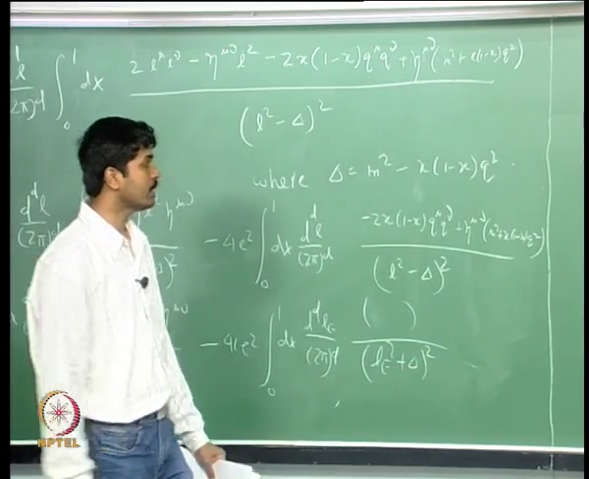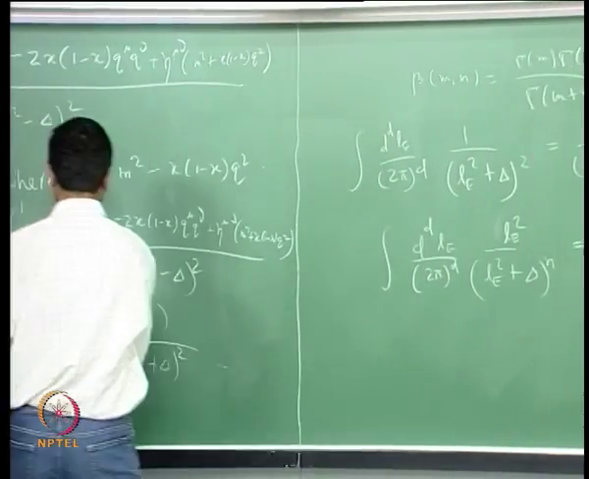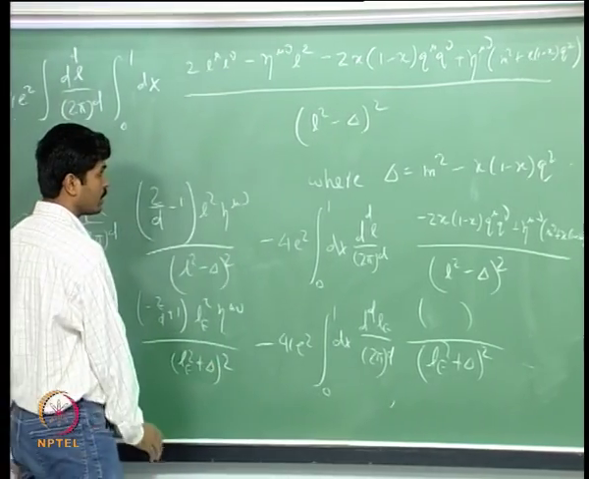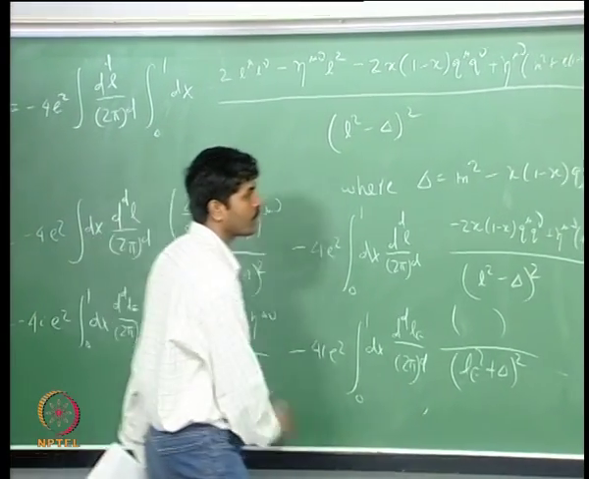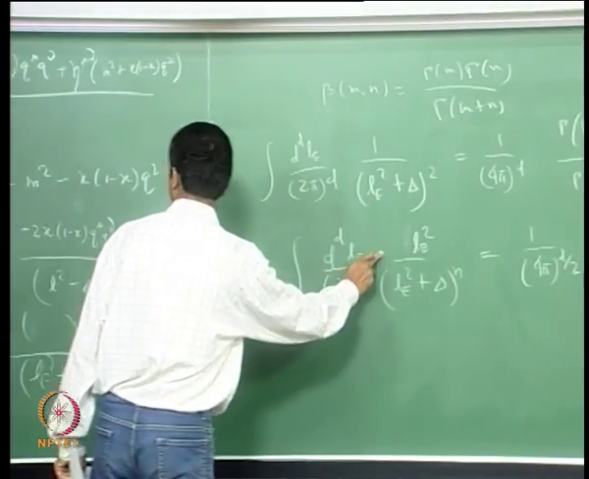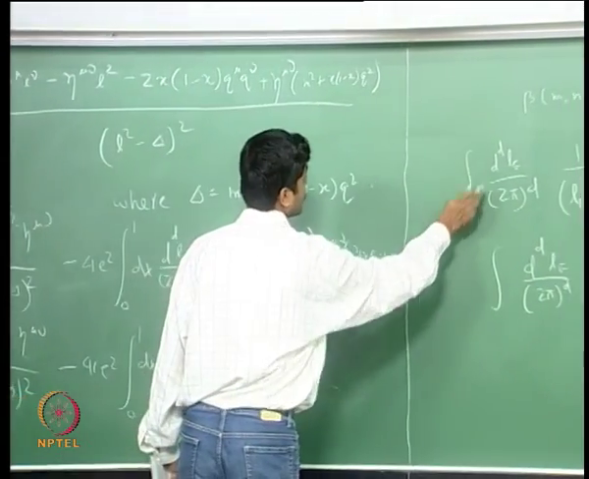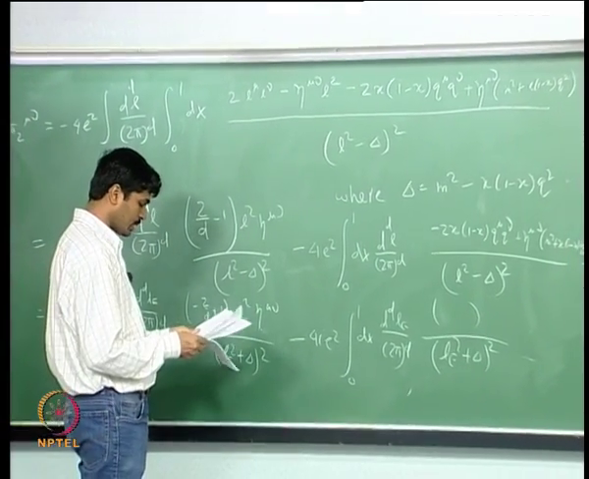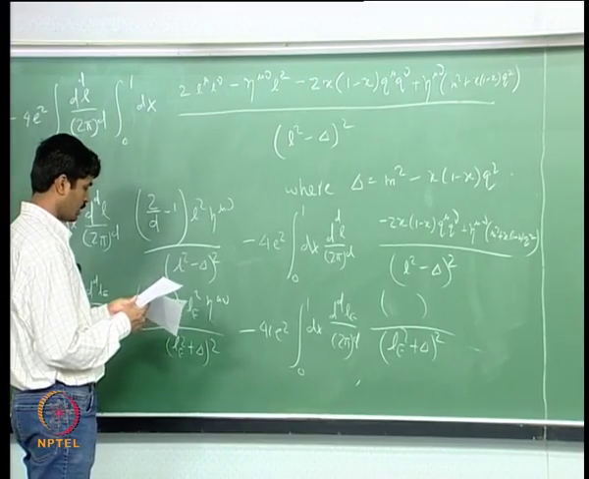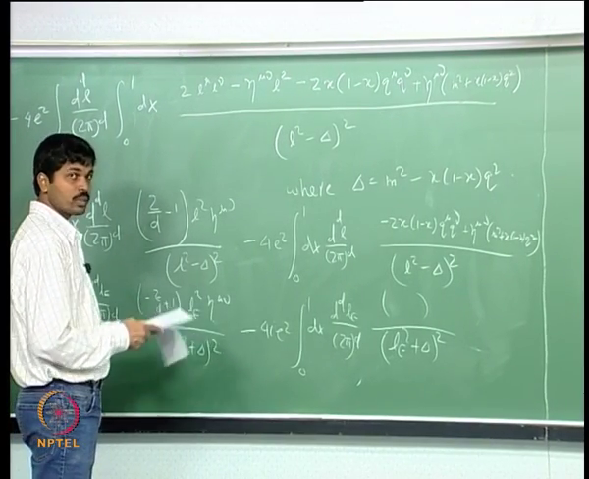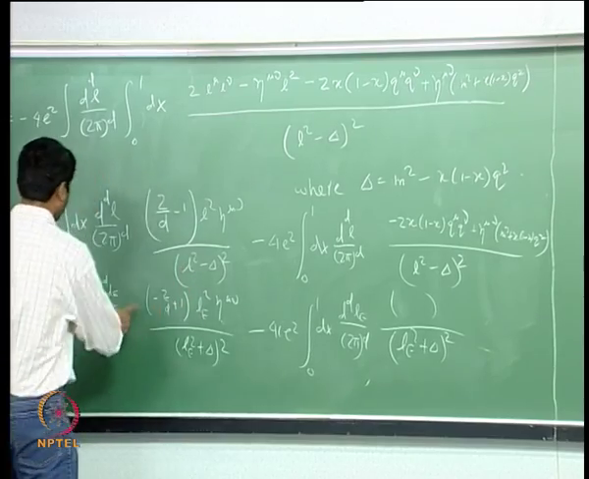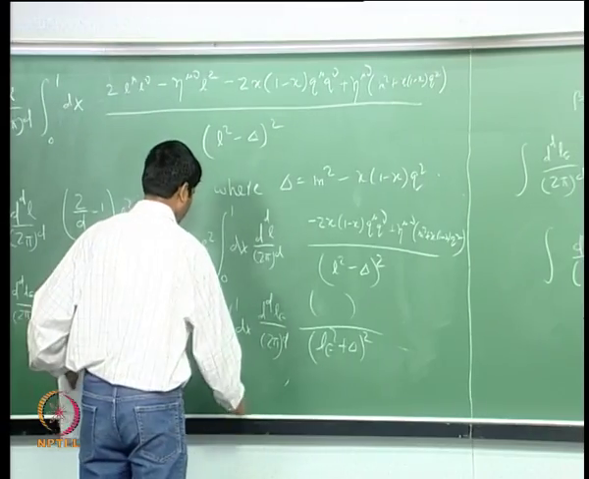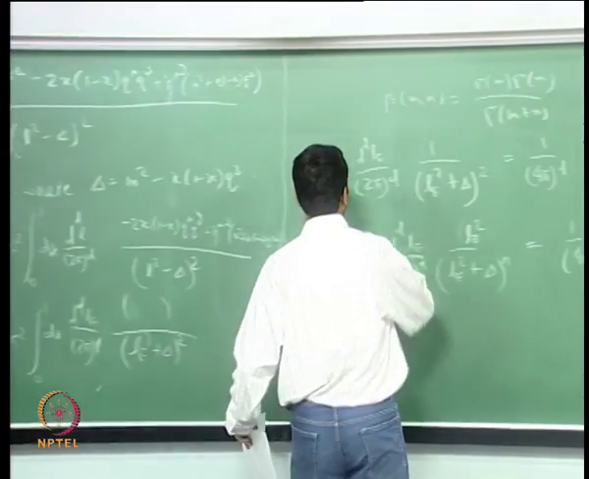So you can see the first term here is determined by the second line here, and the second term here is determined by the first line here, which we have already worked out. So we will use this result. When we use this result, let us first consider the first term here, which was quadratically divergent.